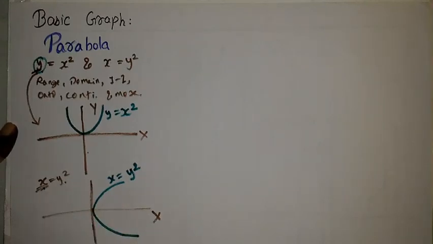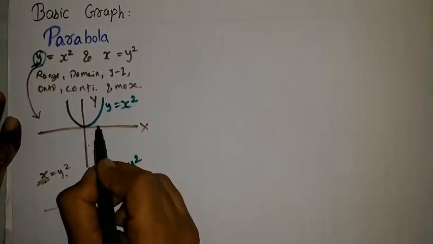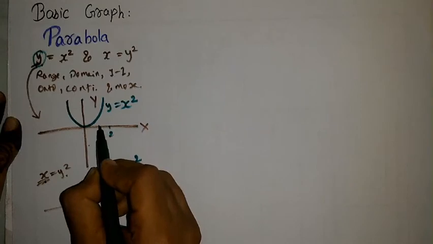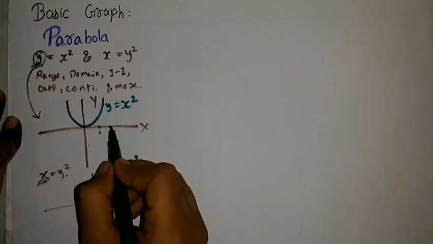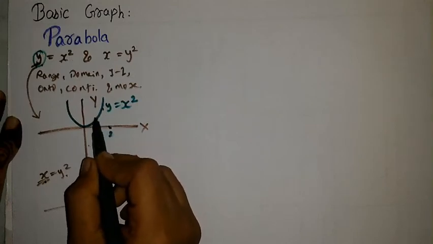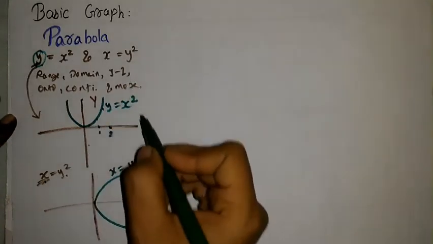You can cross check this by putting in values. When we put x is equal to 1, y is 1. When we put x is equal to 2, y will be 4. So we can see y is increasing, so it's obvious it's going in the upper direction. So the graph will be like this.